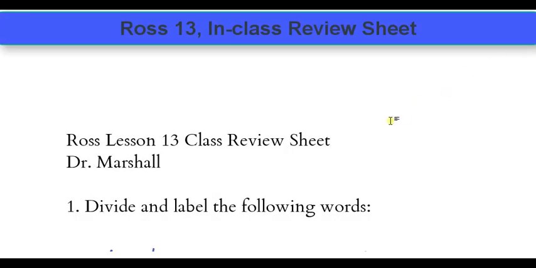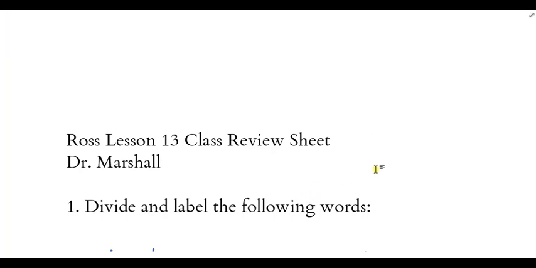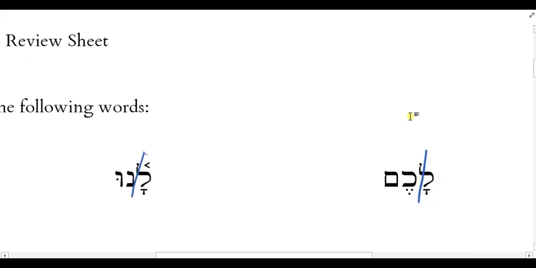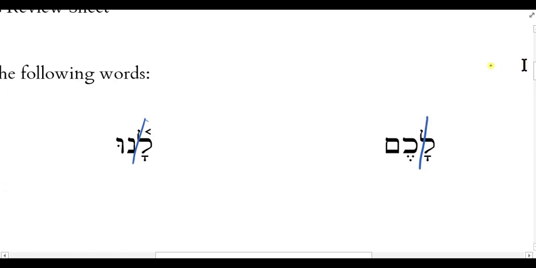All right, so for this lesson 13 class review sheet, we'll look at the dividing and labeling. We'll start at the right-hand side here. And what I've done is I've gone ahead and divided these for you as you were working on that. So your division should be like this, la, hem. Okay, where's the tone? On the last. So this one's pretonic.